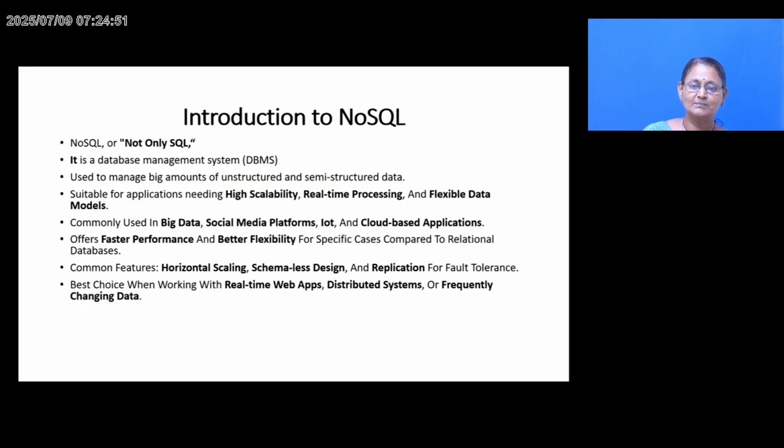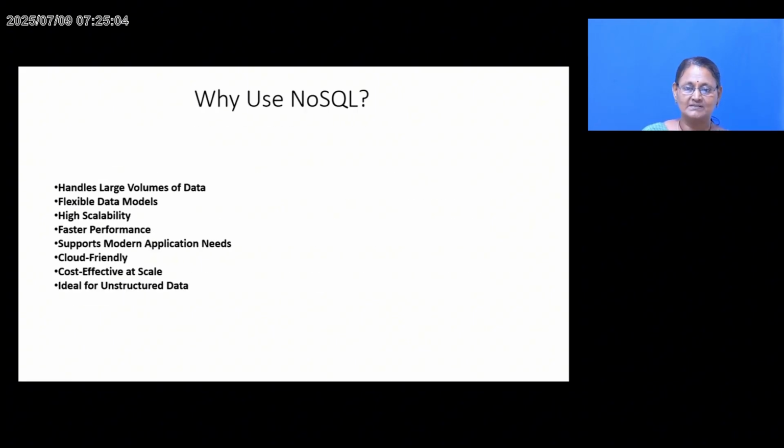This supports horizontal scaling, schemaless design and replication for fault tolerance, so this is best for handling big data. NoSQL is normally used to handle a large volume of data. Large volume of data means the size of the data may go beyond terabytes, and this supports flexible data models. The data may be in any kind of model, and it can be easily handled by NoSQL.